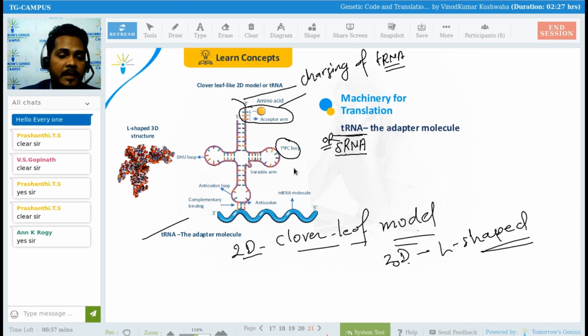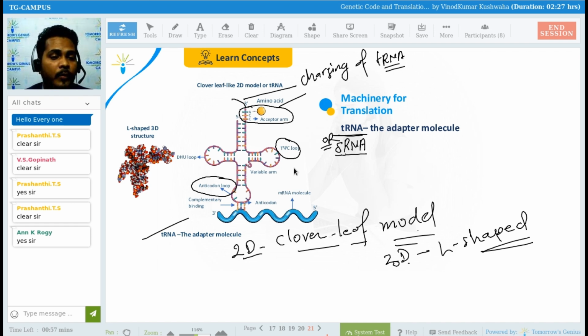So what happens? The charged tRNA takes the amino acid to the mRNA over its specific codon, where hydrogen bonds are formed with its anticodon. So where is the anticodon? It is present on the anticodon loop. You can see here the anticodon loop, right? This anticodon loop corresponds to the codon on the mRNA.